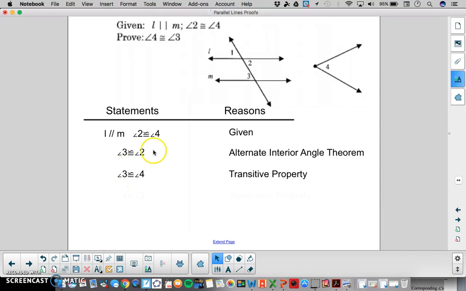Notice that this statement is almost what we needed for our final statement. We just need to switch it around. In order to switch something around, we have to use the symmetric property. So now we can state that angle 4 is congruent to angle 3 by the symmetric property. Once we've proven that statement, we know we're finished with our proof.